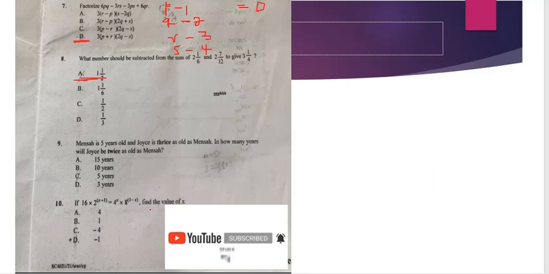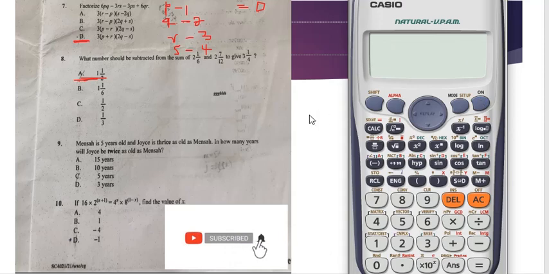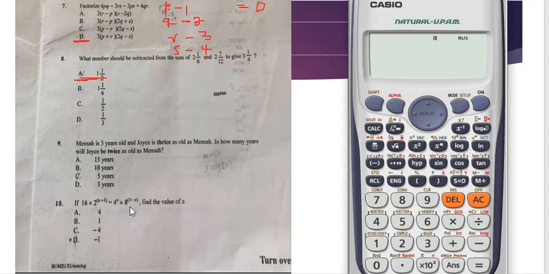Okay, let's look at question 10, how you solve question 10. The same thing applies to the question we solved earlier, the indices question. So you use the same approach. Just follow me and then you'll be good.